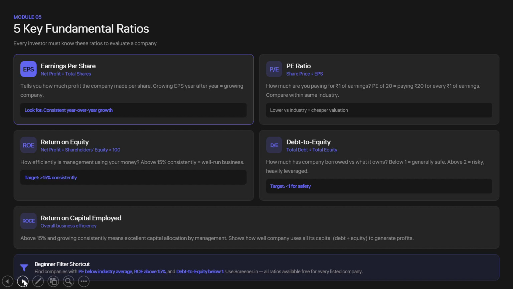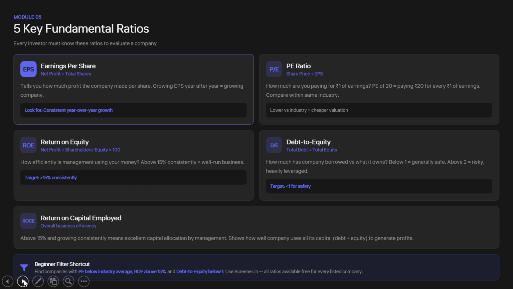Number 4. Debt to equity ratio. Total debt divided by total equity. How much has the company borrowed versus what it owns? Below 1 is generally safe. Above 2 is risky. The company is heavily leveraged. Number 5, ROCE, return on capital employed. Overall business efficiency. Above 15% and growing consistently means excellent capital allocation by management.